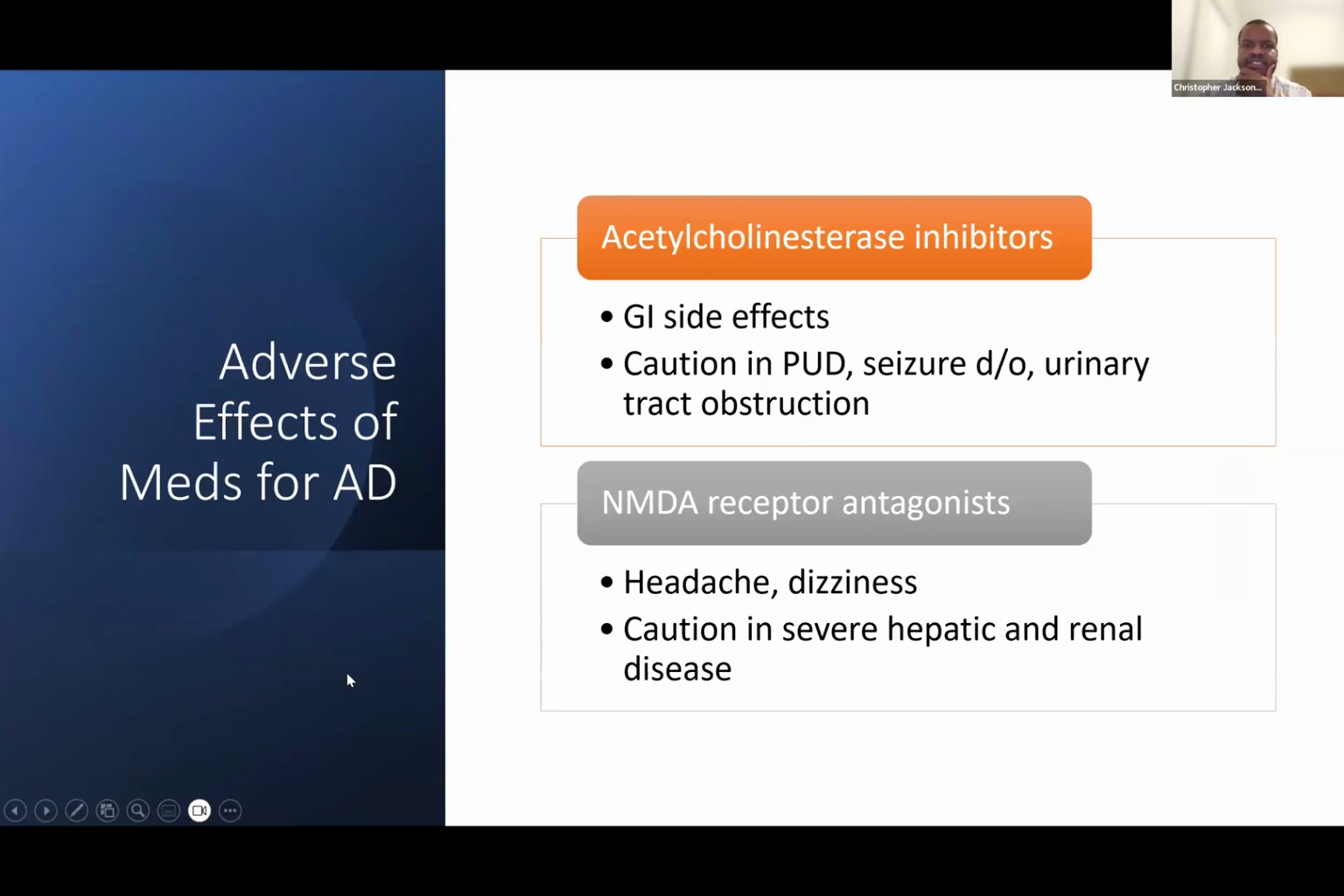Just adverse effects in general for the acetylcholinesterase inhibitors, GI side effects come to my mind. We try to use them with caution in those with peptic ulcer disease, seizure disorder, urinary tract obstruction. For the NMDA receptor antagonists, more headache and dizziness. And they should really be used with caution in those with severe hepatic and renal disease.